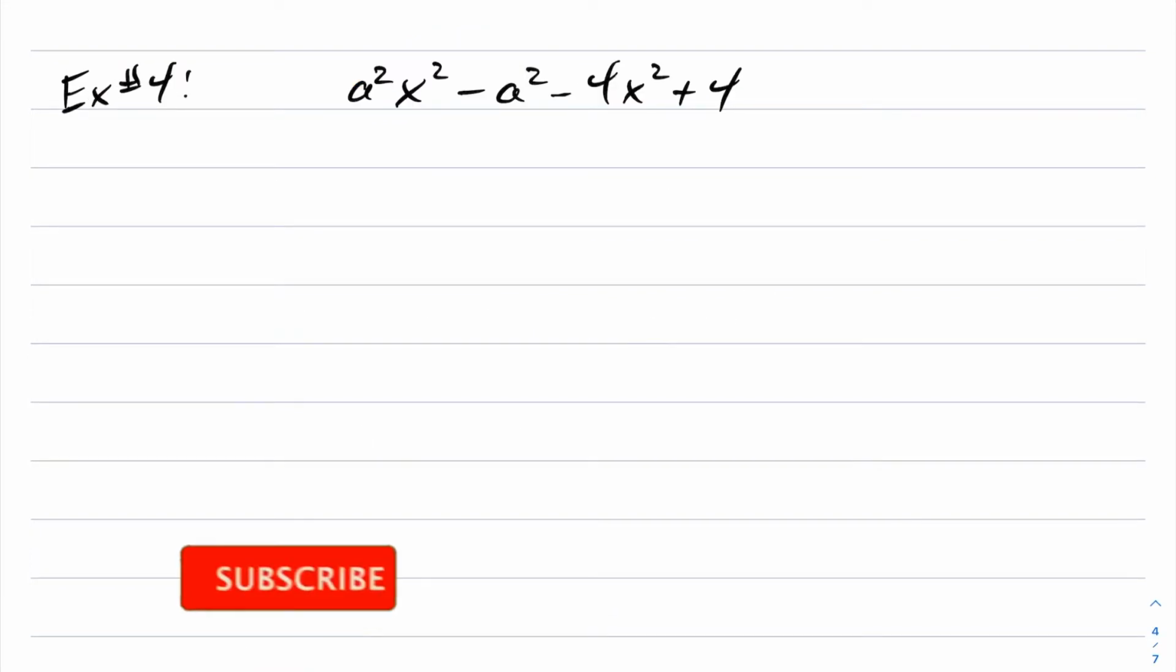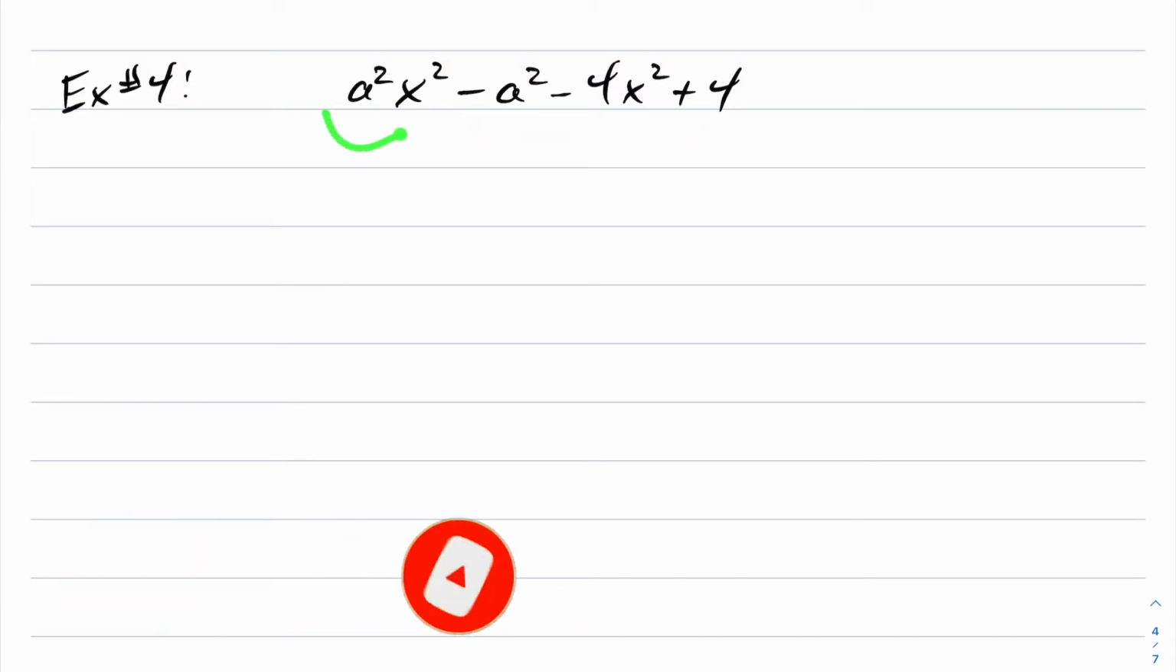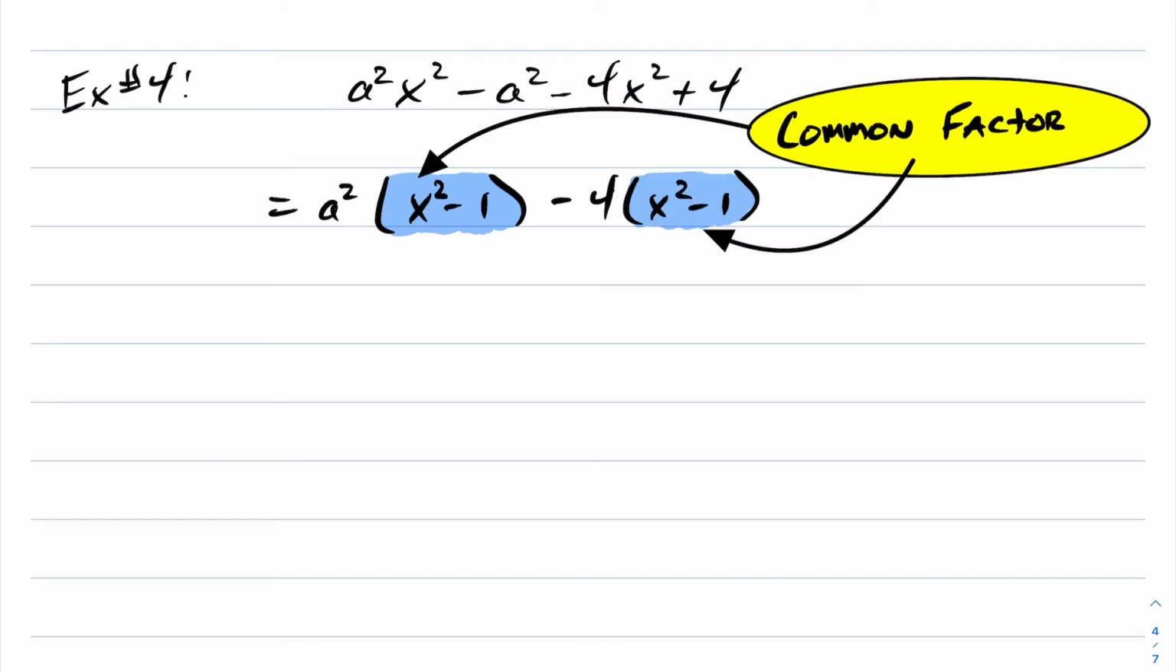In the following example, if you take a look here, I can't group these three together. I don't see a combination that will work for these, but I do notice that if I were to group these two terms together, I could factor out an a squared, and I'd be left with an x squared minus 1. Likewise, if I factor a negative 4 out of here, I'll also be left with an x squared minus 1. And there's our common factor in each term that we need to make our factor by grouping technique work. So let's go ahead and do that. We now have a common factor of x squared minus 1 in both terms.